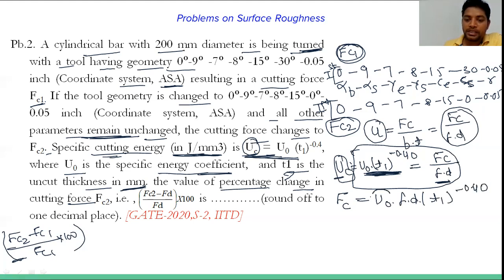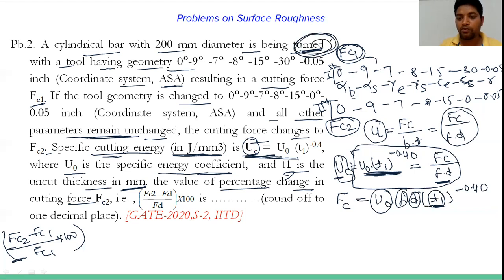Now U naught is basically the specific energy coefficient, so that is constant. F is the feed, D is the depth of cut, and T1 is basically the uncut chip thickness. But again, what's the meaning of uncut chip thickness? We considered uncut chip thickness when we talked about orthogonal cutting, but here we are talking about the turning operation.